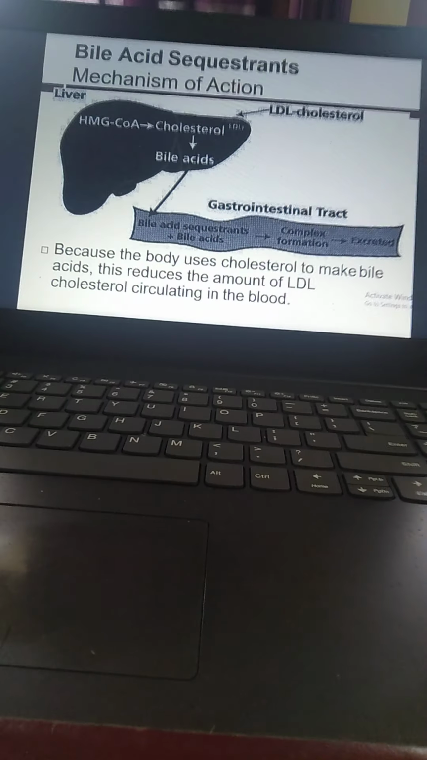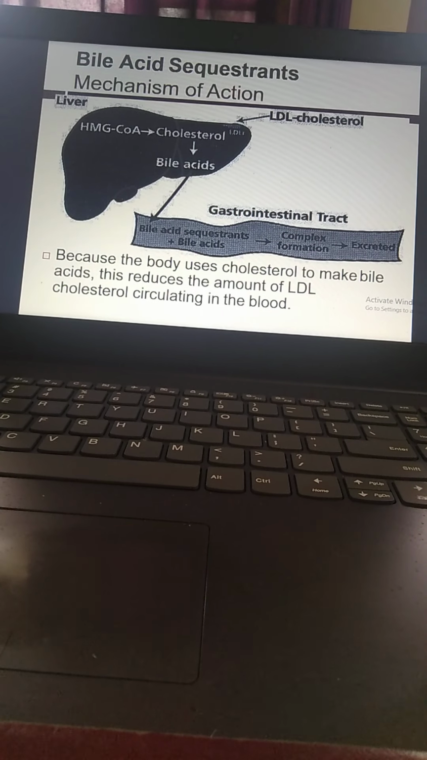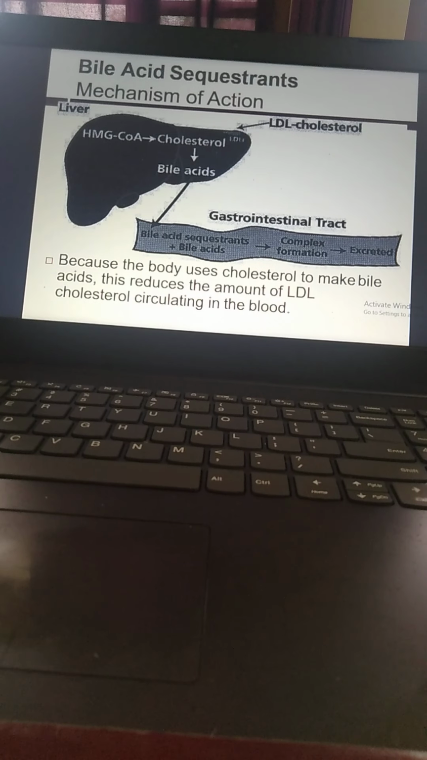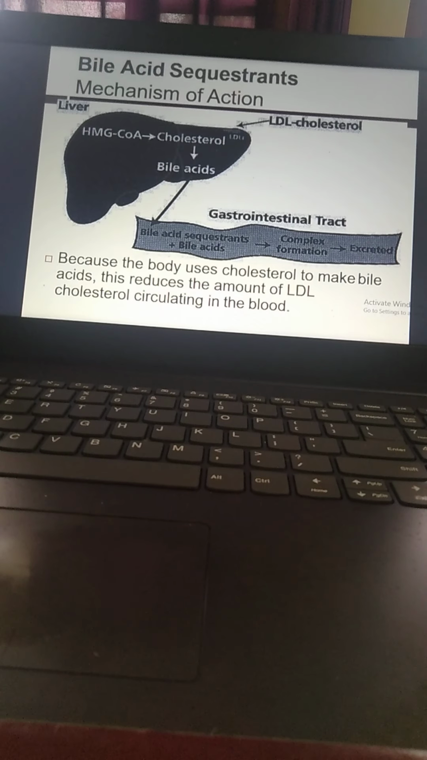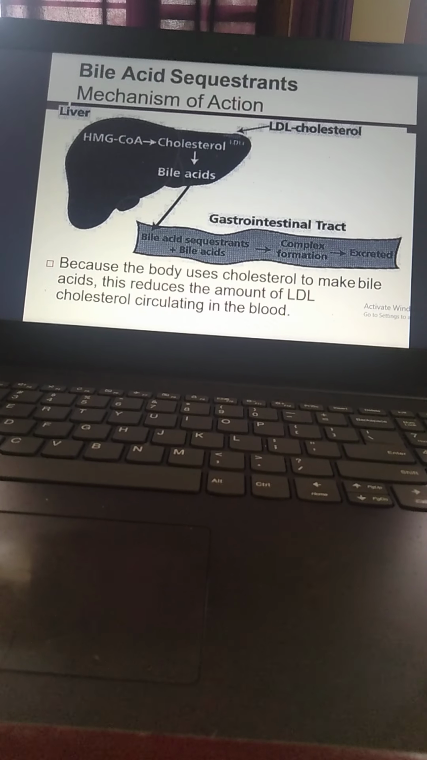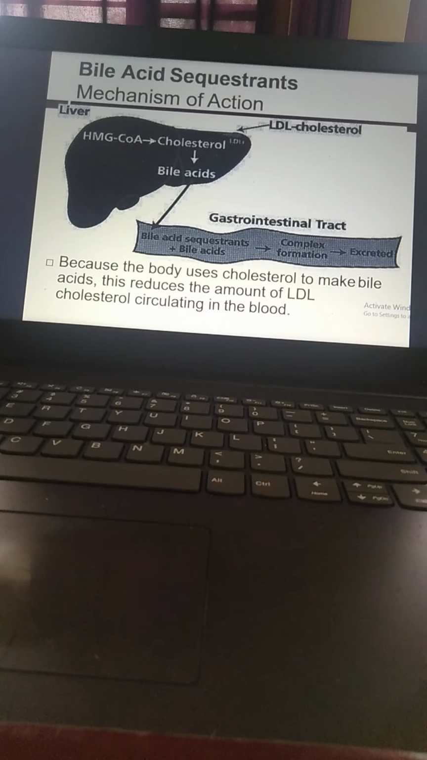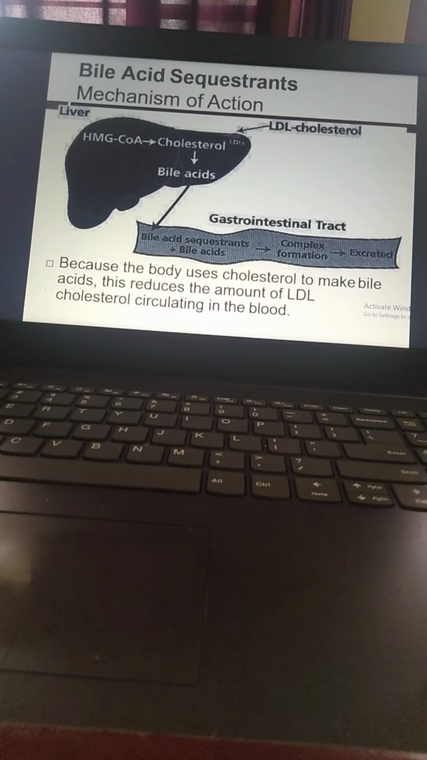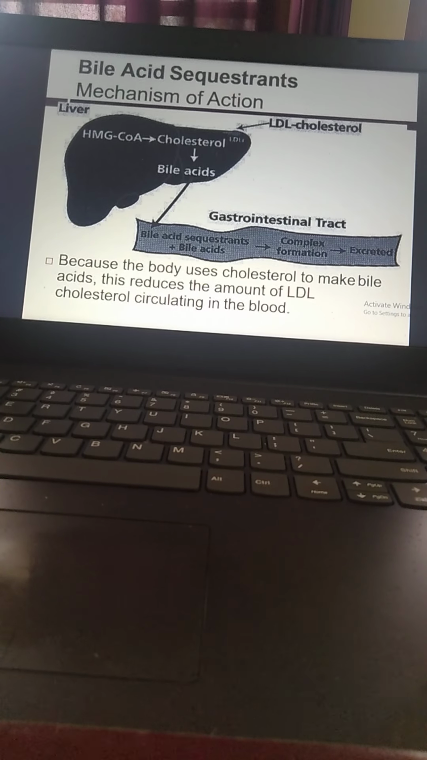And now bile acid sequestrants. In the liver there is HMG-CoA reductase and bile acid, and the bile acid sequestrants bind bile acids. There is a complex formation and it is excreted, because the body uses cholesterol to make bile acids. Naturally this reduces the amount of LDL, the cholesterol circulating in the blood. This is the main mechanism of action of the bile acid sequestrants.